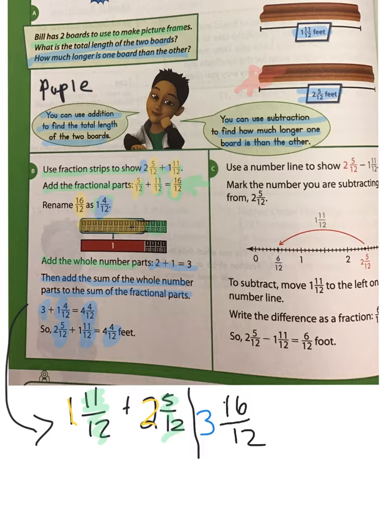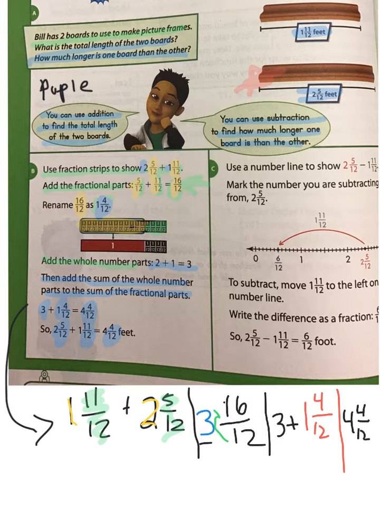Now we're just going to fix it. So to fix it, and this is the process I want you to practice using, we're going to draw another line. We're going to write our 3 because that's our whole number, plus, now we're going to use our trick. How many times does 12 go into 16? Well, 12 goes into 16 one time. Write your fraction, and now find the difference. I know 16 minus 12 is 4. So my full answer is going to be 3 plus 1, which is 4 and 4/12.